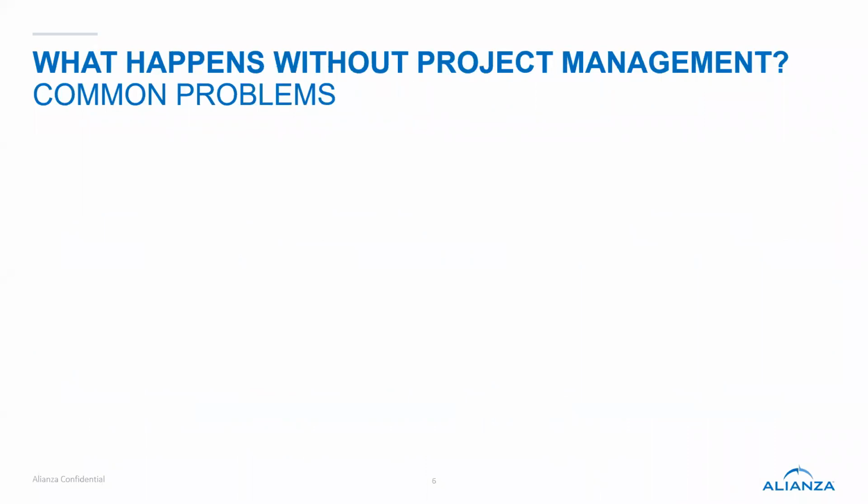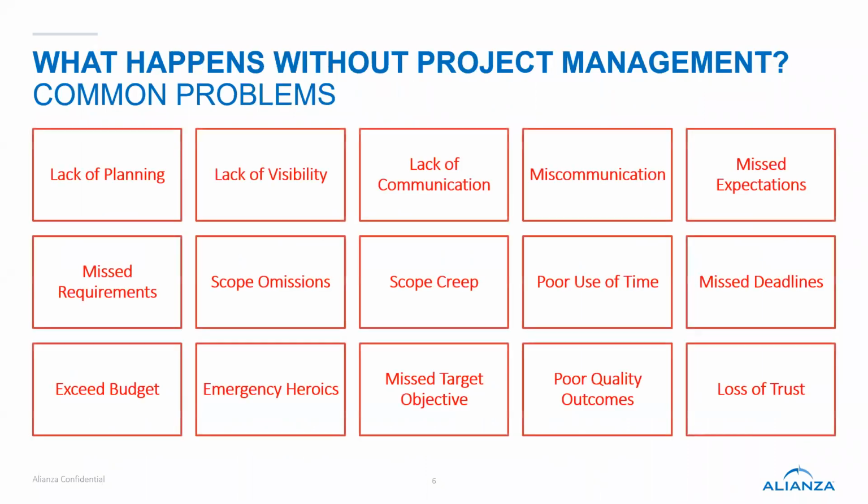Okay, what happens without project management? What are some of the common problems? Lack of planning, lack of visibility, lack of communication, miscommunication, missed expectations, missed requirements, scope omissions, scope creep, poor use of time, missed deadlines, exceeding budget, emergency heroics, missed target objectives, poor quality outcomes, and loss of trust. As we know it. Sound familiar? These sound very familiar. Yeah.